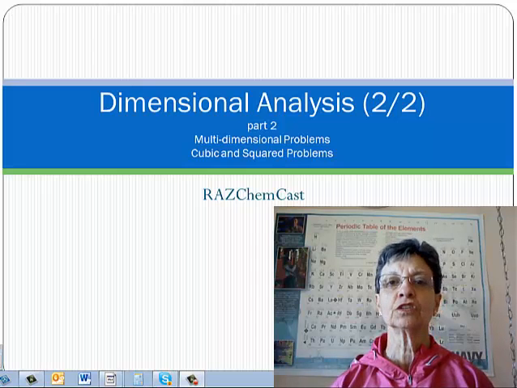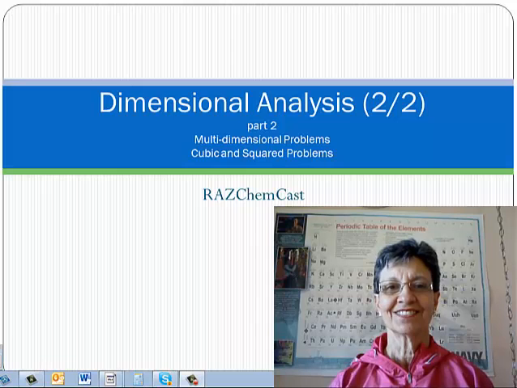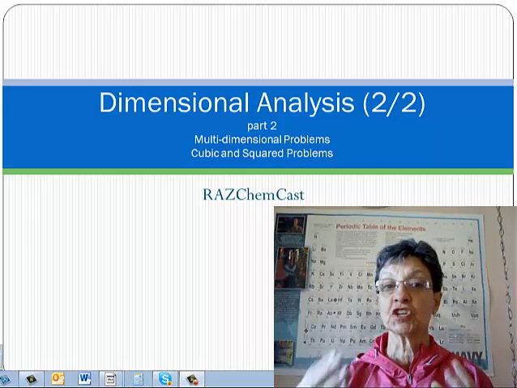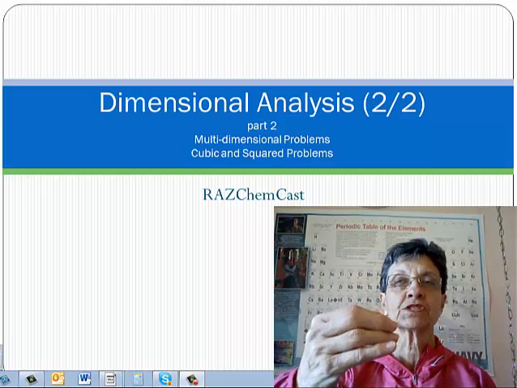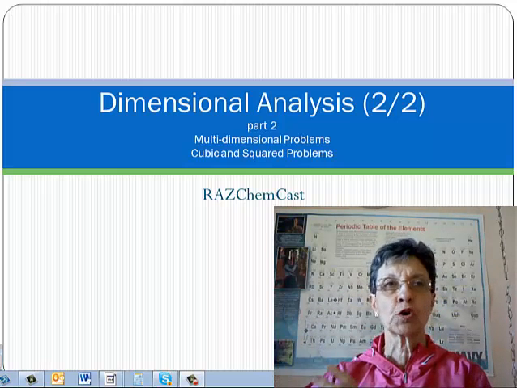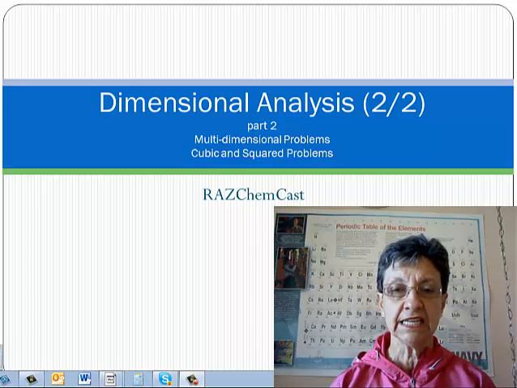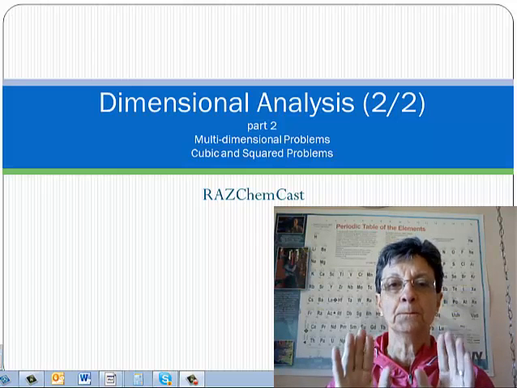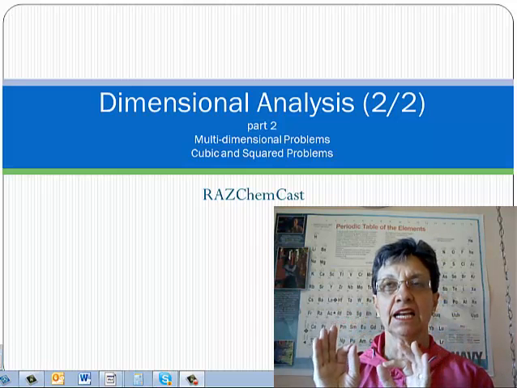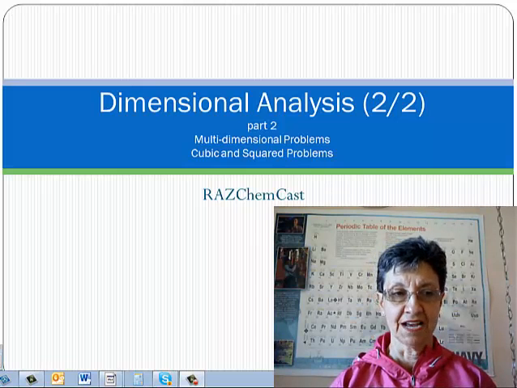Today we're going to tackle a little bit more complex problems, multidimensional problems and cubic and squared problems. These multidimensional problems are just conversions of units of two units, like grams per milliliters to pounds per liters. Two units are involved here. The key to remember is that each unit must be converted individually, one unit at a time.